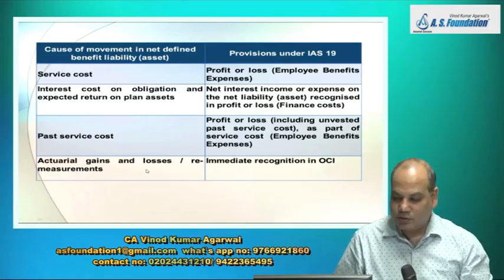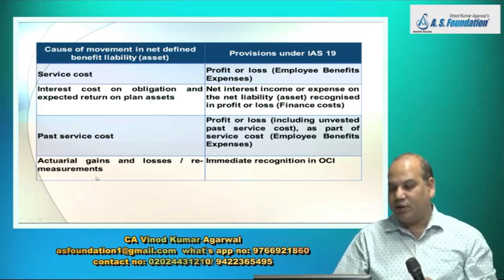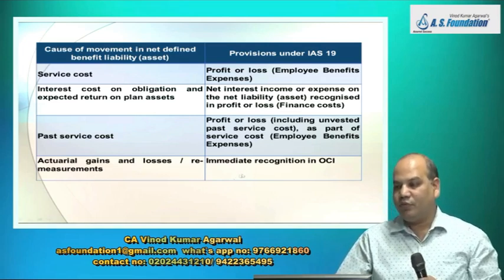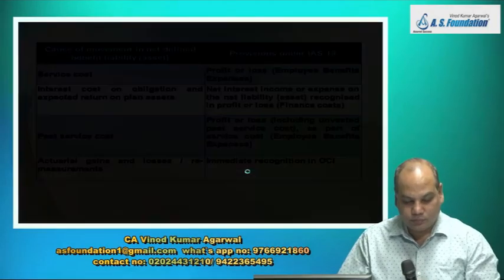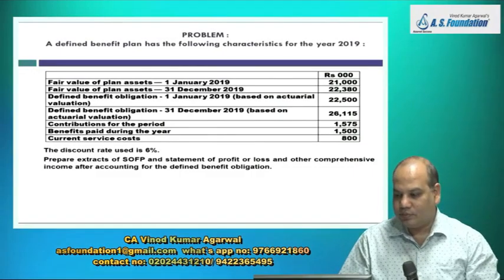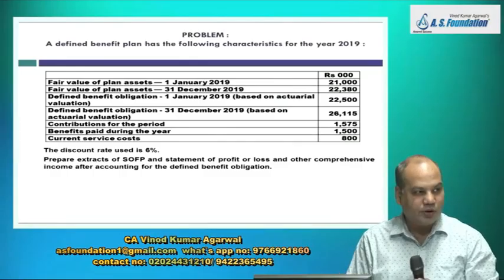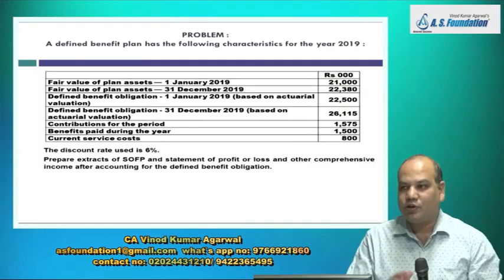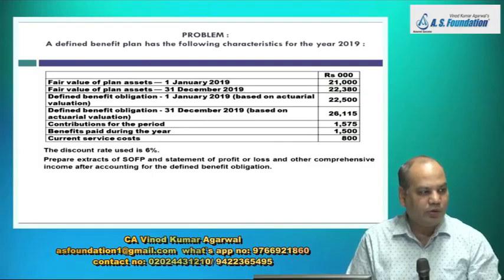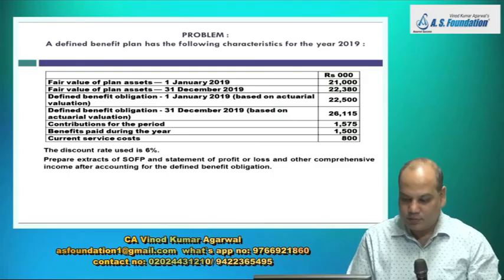Actuarial gains and losses and other remeasurement items will be shown in OCI. Okay. Now time has come to solve a few questions which will give you a complete idea which number will be shown where, etc. So we'll take 2-3 questions.